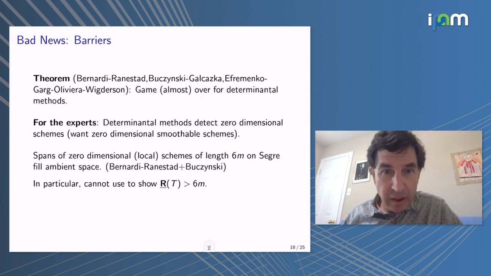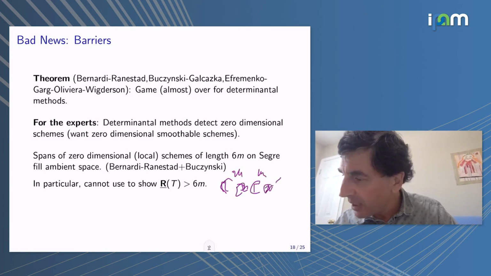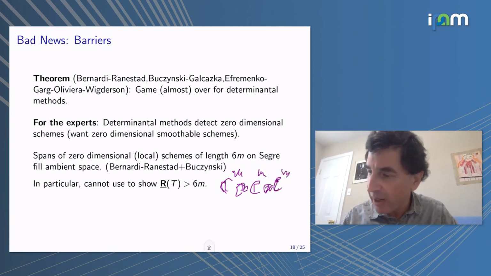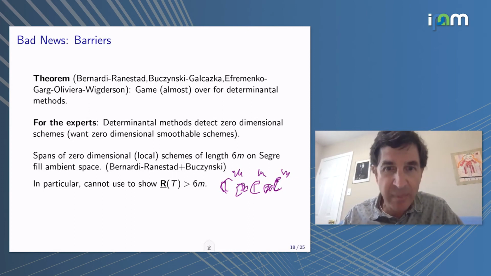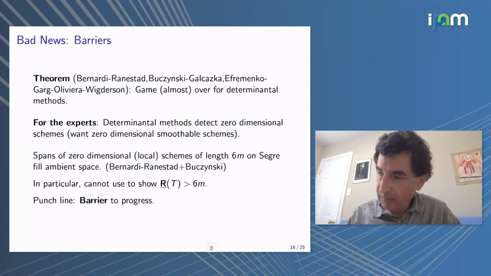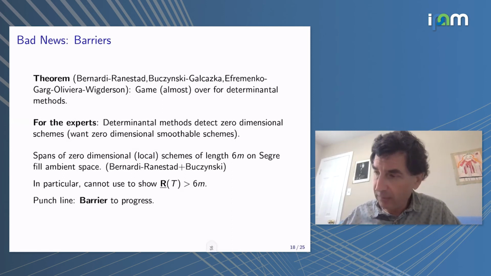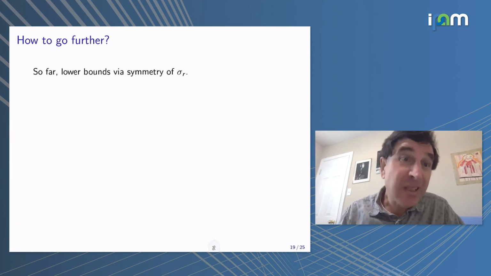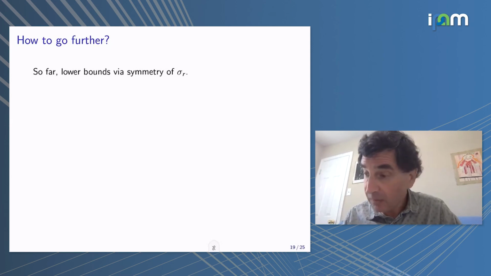So in particular, if I have a tensor in C^M, in our case M is N squared, you can never show a bound better than 6M, or 6N squared in the case of matrix multiplication. It just will never happen using such techniques. So this is a barrier to future progress that needs to be overcome. Okay, but let's forget about that barrier for the moment and let's just turn ahead and do what we can.